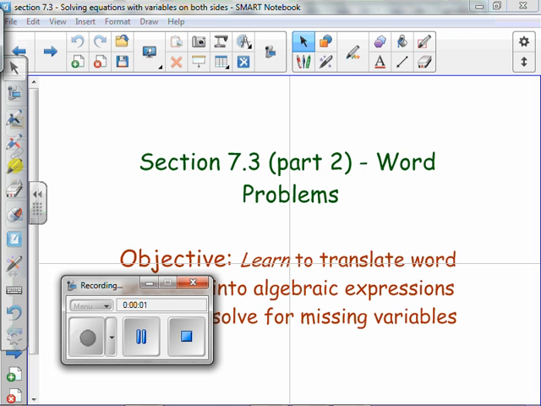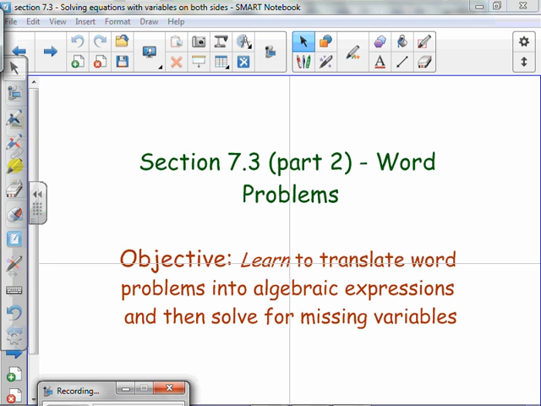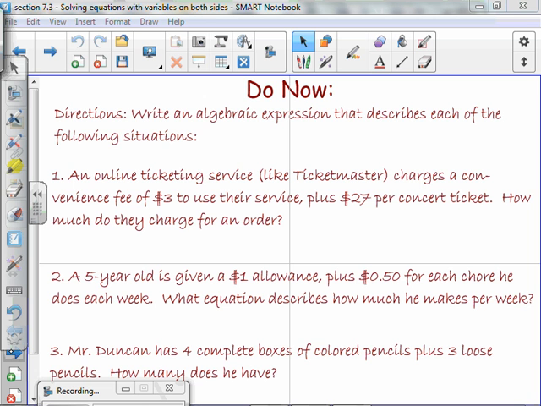Okay, hey everybody. What we are doing tonight is we are doing some more work on what we started in class today about solving word problems that are going to ask us to create algebraic expressions and then solve the equation that goes along with them. And so what we're going to start with is a quick do now. We are going to write an algebraic expression that describes each of the following situations.